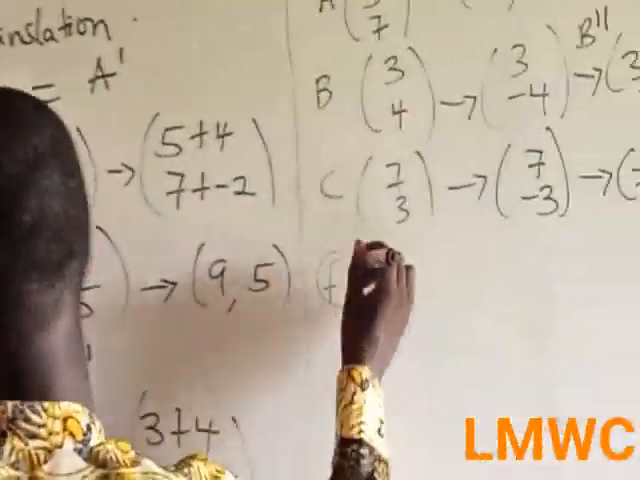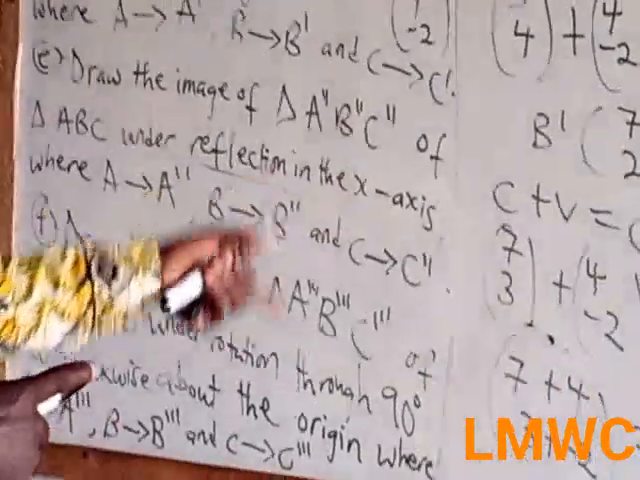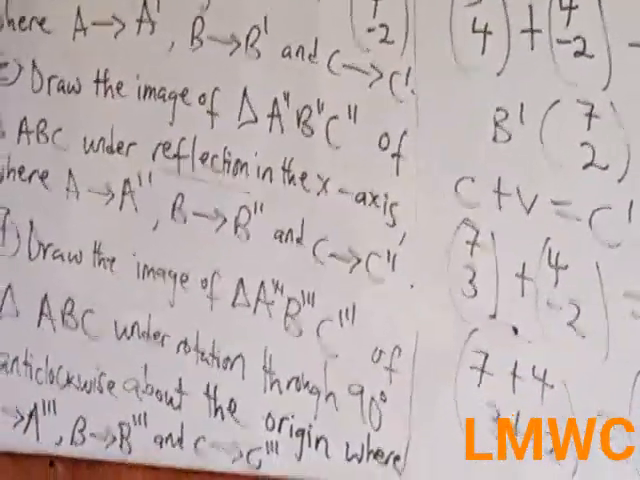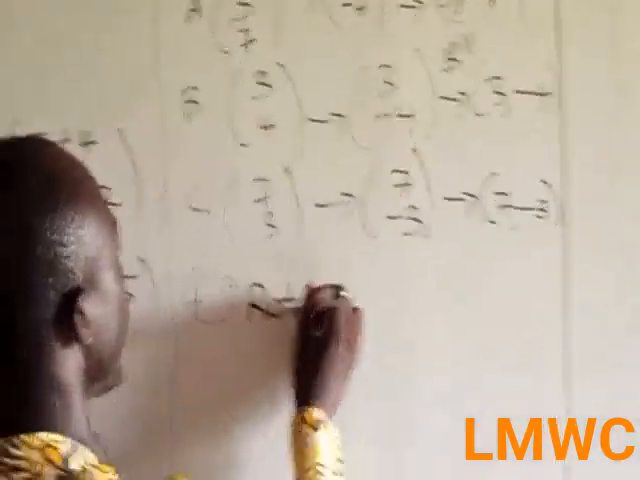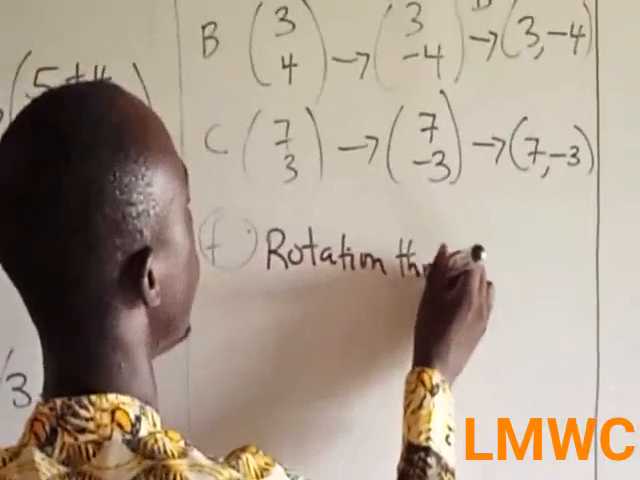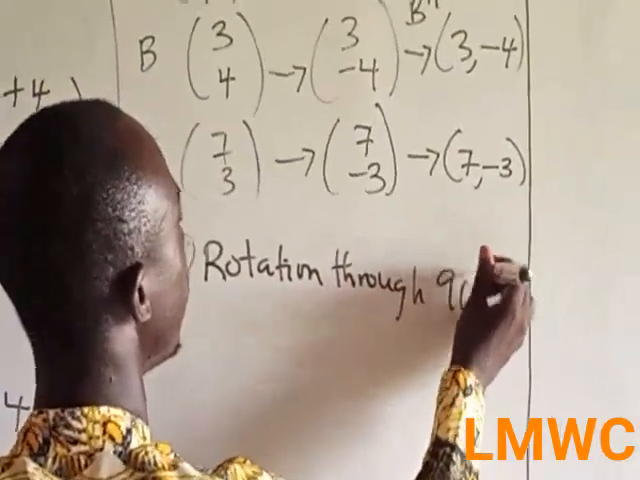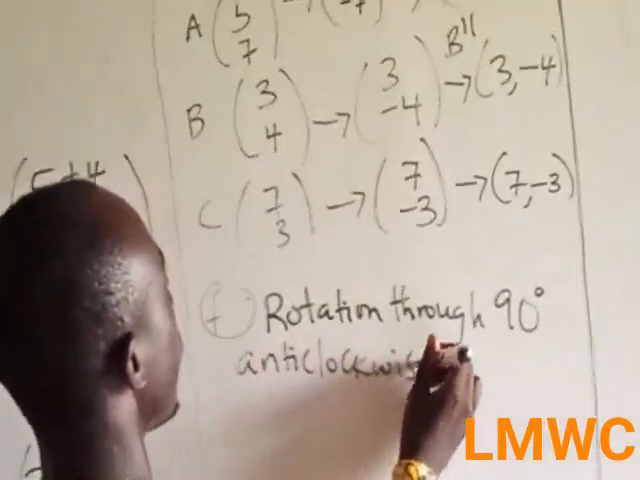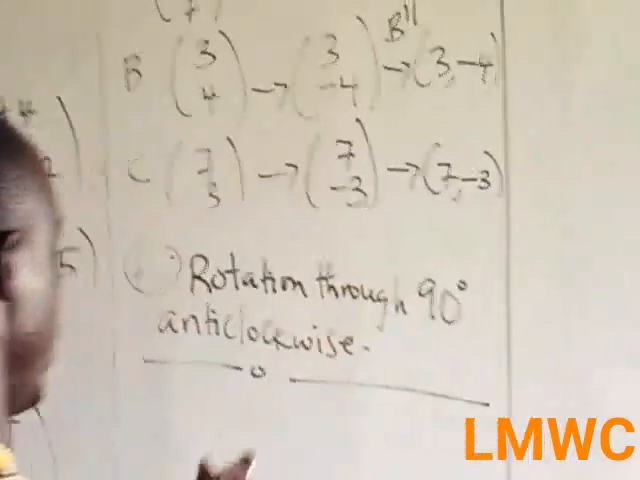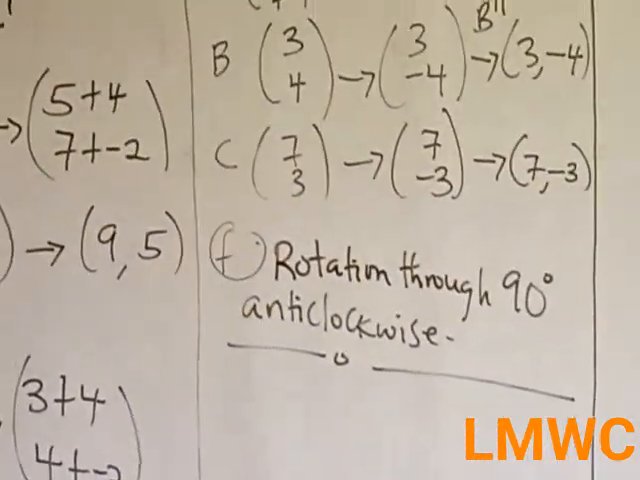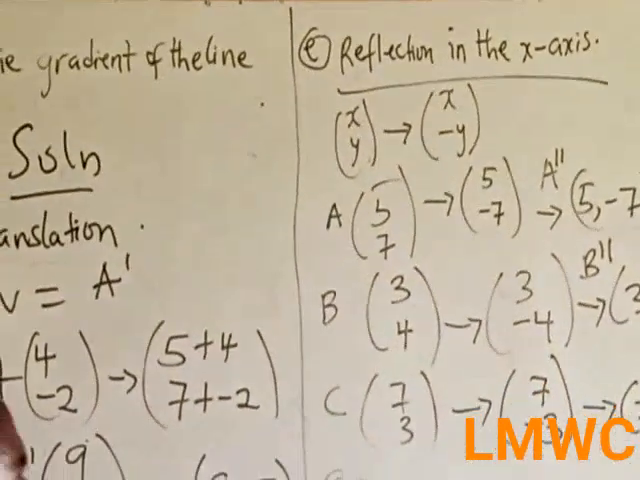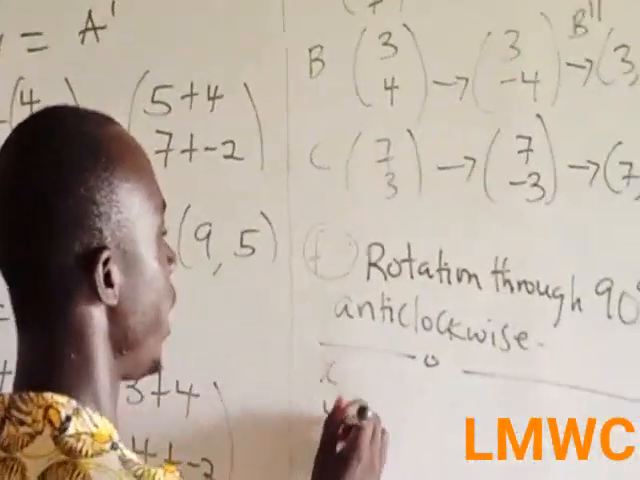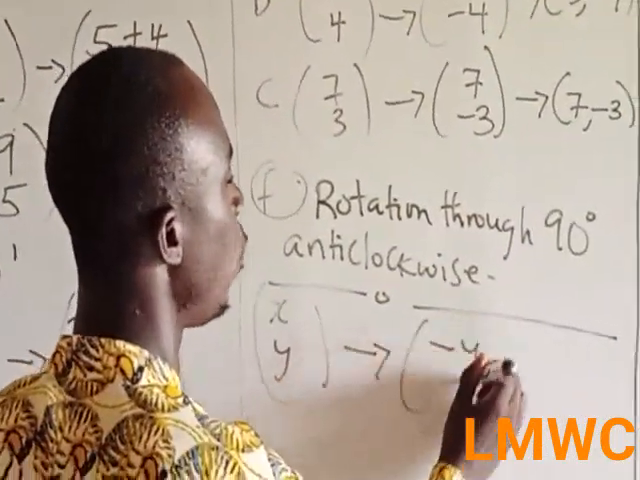So now f, they are saying draw the image of triangle A3, B3, C3 of triangle ABC under rotation through 90 degrees anti-clockwise. I taught you a simple table under rotation, so you can revisit what I taught under transformation. So 90 degrees anti-clockwise, (x, y) becomes (negative y, x).